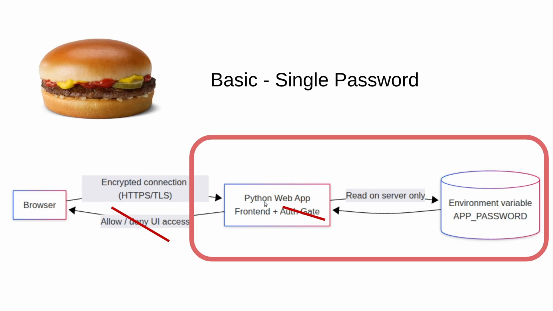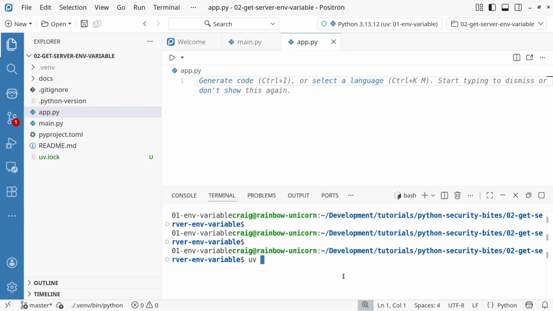In order to do this, we're going to have to build a Python web app with a front end and back end to read the environmental variable from the server. There is no authentication at this stage, and there's no allow or deny UI access. It's going to go straight over to the browser. I'm going to use an open source Python framework for both the front end and the back end called Shiny. I have UV installed.